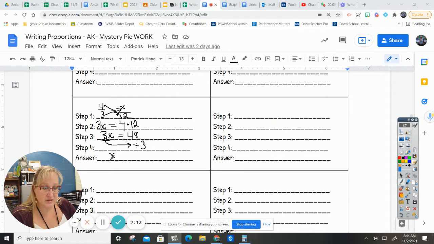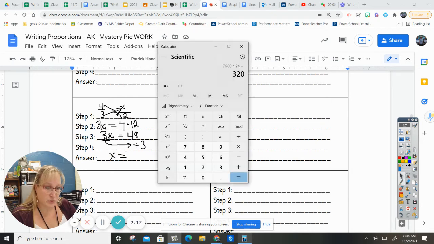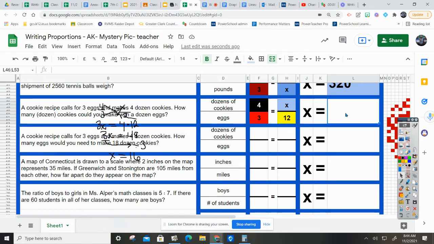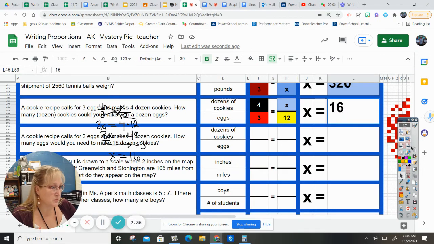We're left with x equals, and I'm going to double check my answer with the calculator, even though I think I know what it is. I think it's 16. So 48 divided by 3, 16. I was correct. So the answer to this one is 16. We're going to go back over to our writing. We're going to type in our answer of 16, and we are going to move to the next problem.